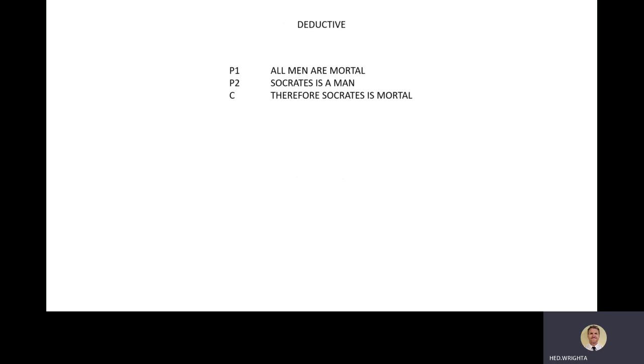So deductive, you have premise 1, all men are mortal. Premise 2, Socrates is a man. Therefore that leads to the conclusion Socrates is mortal. And that's a valid argument, because premise 1 is correct, premise 2 is true, and if premise 1 and 2 are true, then the conclusion must follow.